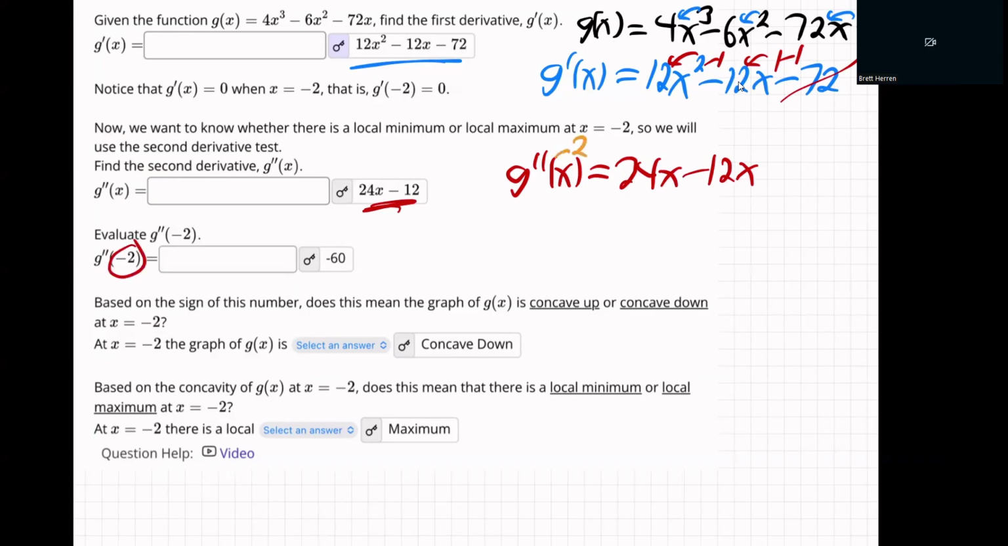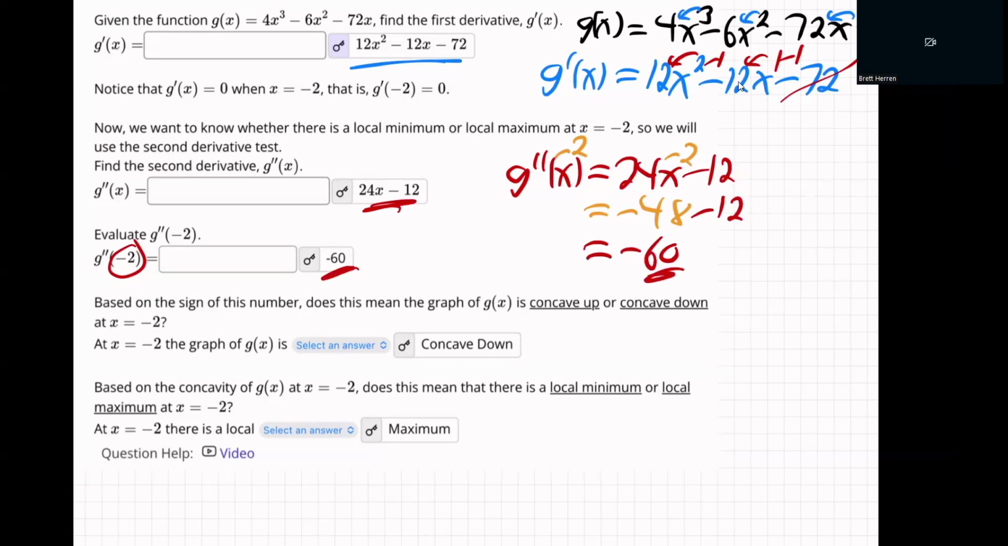So if I put in a negative 2 right there for x, this will come out negative 40. Oh, and right there. Negative 48 plus 20. Wait. Gee, did I do that right? Minus 48 plus 24. I'm not getting what they're getting. Oh, there should be no x there. What am I doing? There's no x there. Right, because the x is gone. I said it but didn't do it. So minus 12. So yep, minus 60. There's the second derivative. Okay.